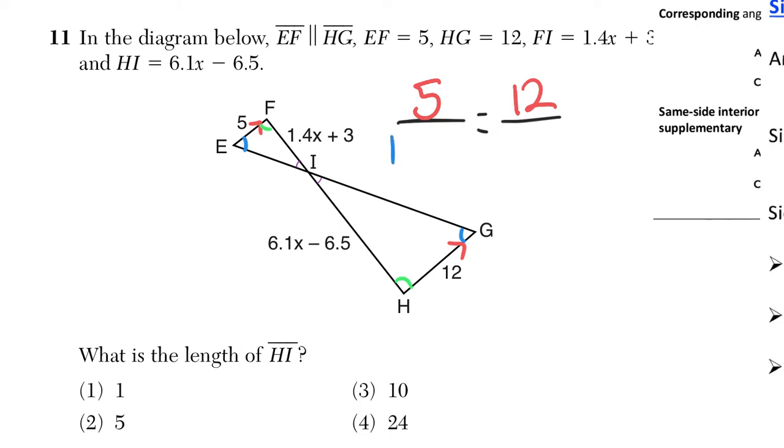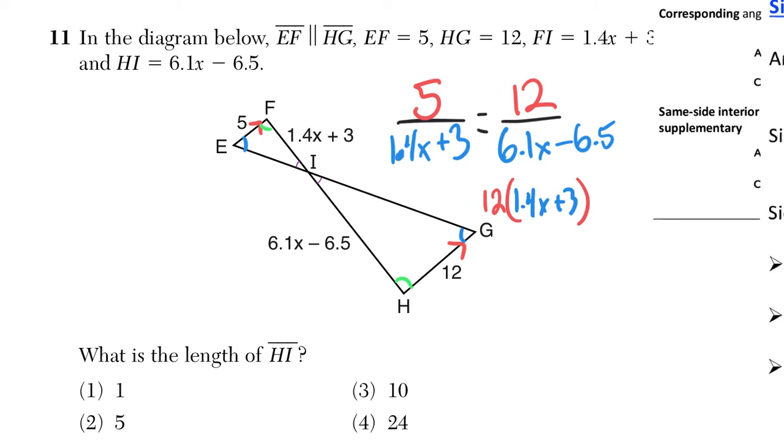And so we're going to set this up like this. 1.4x plus 3 equals 12 over 6.1x minus 6.5. What do we do now? Of course, we're going to do a little cross multiplying. So I know that 12 times (1.4x plus 3) equals 5 times (6.1x minus 6.5). There we go.